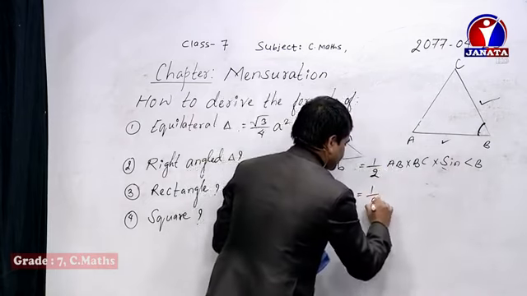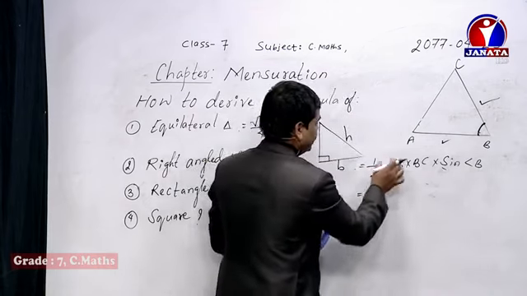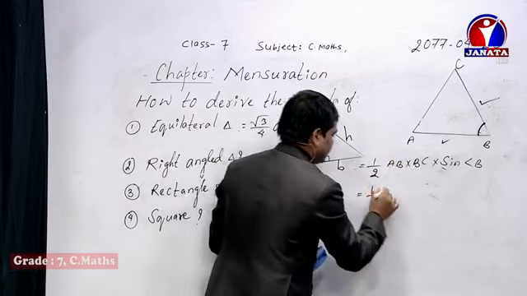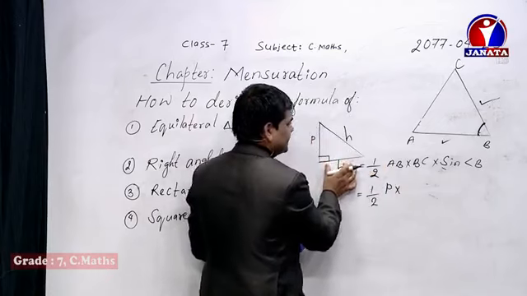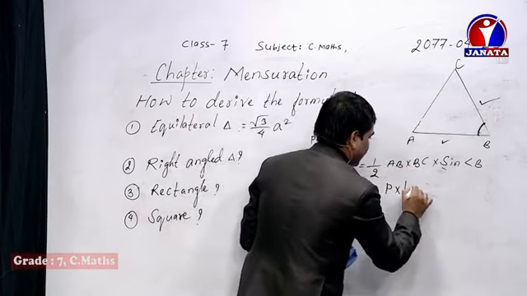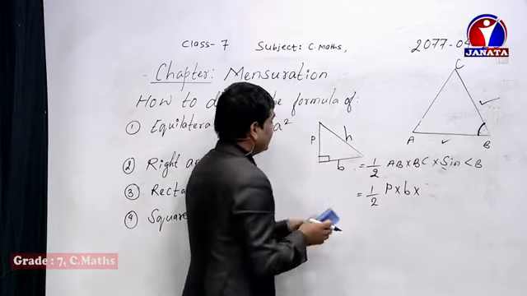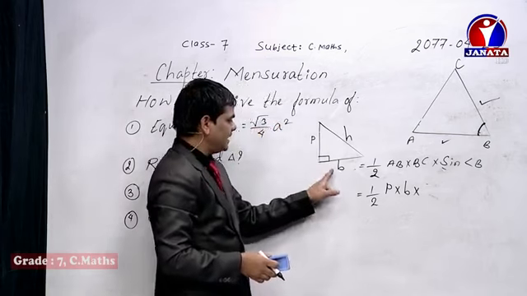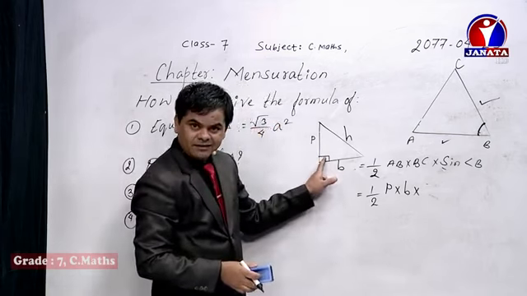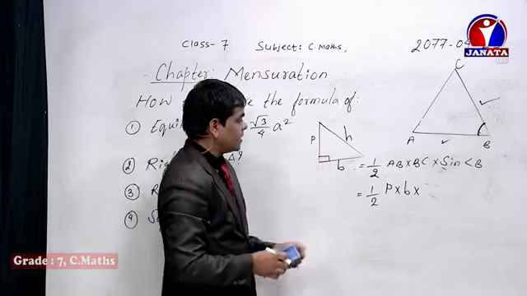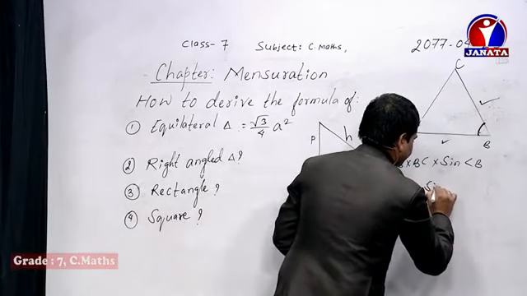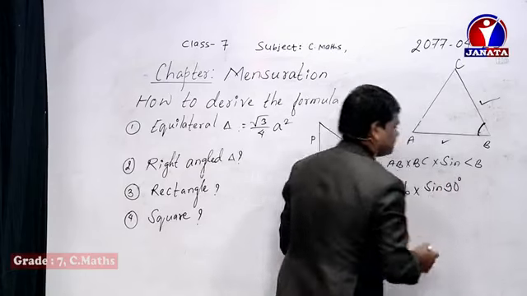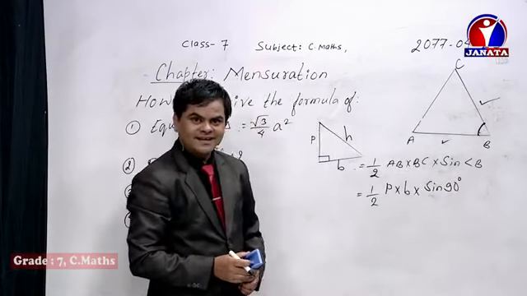So if we convert this formula into the shape of a right angle triangle, what happens? 1 by 2 will remain the same, and in the place of AB it will be P, the perpendicular, and then base BC means B, and then sine of the middle angle. What is the angle between P and B? In between P and B, the angle is 90 degrees. So we need to write sine 90 degrees. Is that clear?